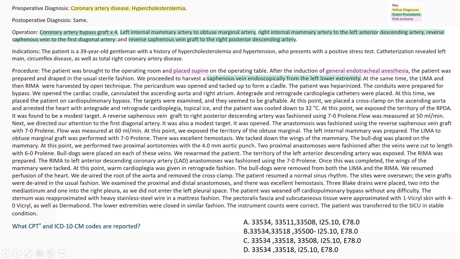General endotracheal anesthesia was given. Saphenous vein was endoscopically harvested from the left lower extremity. So I want to bring everyone's attention towards this particular part, coders. The saphenous vein was endoscopically harvested. Okay, let's move on. At the same time, the left internal mammary artery (LIMA) and right internal mammary artery were harvested by open technique. The pericardium was opened, and we opened the cardiac cradle as well and placed the patient on a cardiopulmonary bypass.